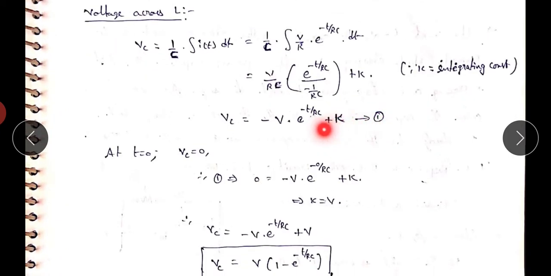To find the constant value, we have to apply the initial condition. For the series RC circuit, the initial current I of 0 equals V by R, and initially the capacitor acts as a short circuit. At t equals 0, the capacitor acts as a short circuit. It means the voltage across the capacitor equals 0. That means Vc equals 0. So at t equals 0, Vc equals 0, equals minus V into e power 0 plus k. So finally k equals V, and Vc equals minus V e power minus t by RC plus V, and Vc equals V into 1 minus e power minus t by RC. So this is the voltage across the capacitor expression.